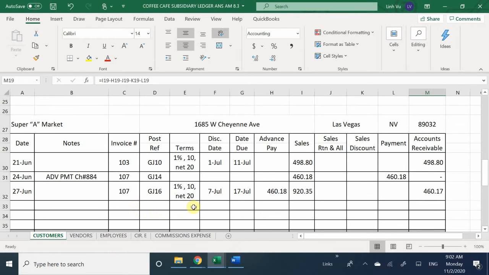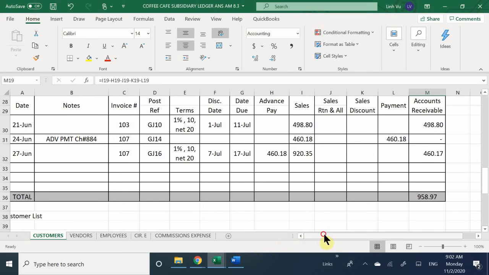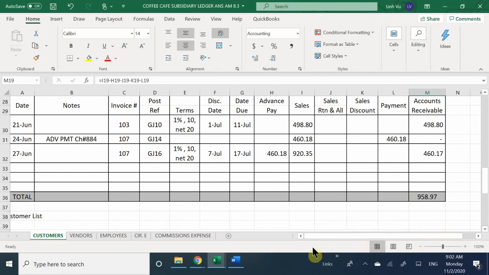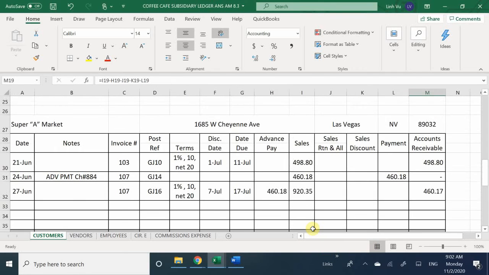Was it 958.97? 958.97, but however, let's look at our details. So did we receive a discount for the first one? What's the date? Yes, we did. And what about the second one? Yes, we did. So there's two discounts that we have to calculate here.